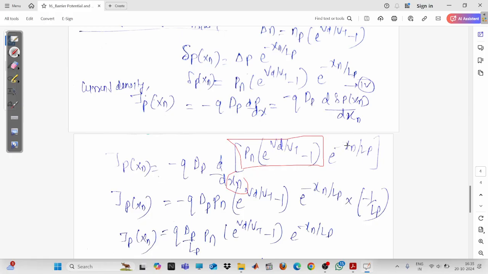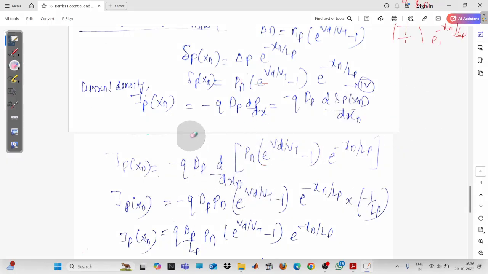Now here we have e to the power of minus (x minus xn) upon lp. So how are you going to differentiate? Differentiating d by dxn of e to the power of minus xn upon lp, the factor minus 1 upon lp is a constant value. So we write it like this, times e to the power of minus xn upon lp. This is the differentiation of this. Now everything will be crystal clear.